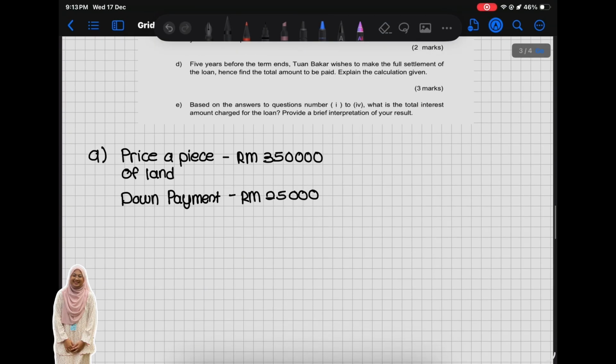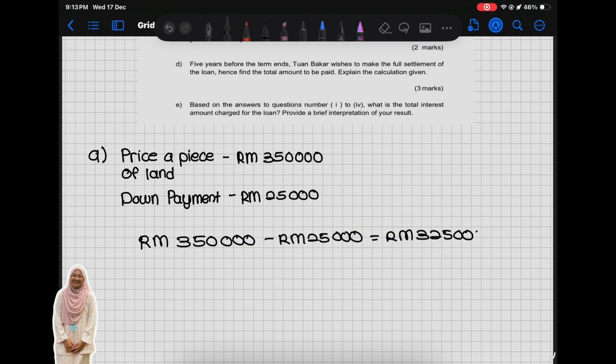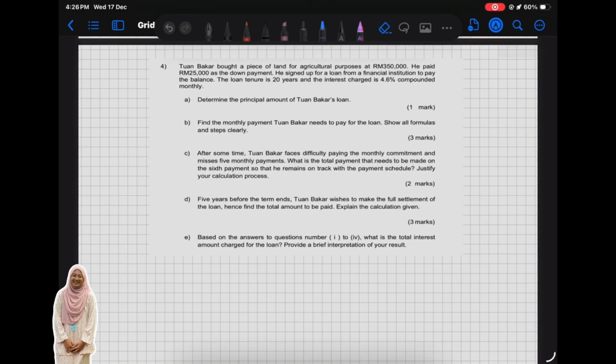First, Tuan Bakar bought a piece of land priced at 350,000 ringgit. Then, he paid 25,000 ringgit as a down payment. Therefore, the principal amount of the loan is 350,000 ringgit minus 25,000 ringgit is equal to 325,000 ringgit. The principal amount of Tuan Bakar's loan is equal to 325,000 ringgit. B. Find the monthly payment Tuan Bakar needs to pay for the loan. Show all formulas and steps clearly.